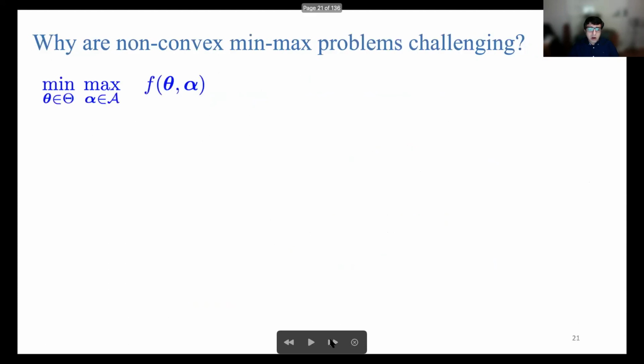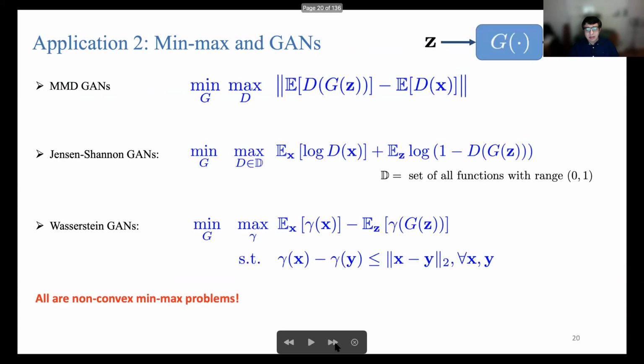So I hope so far I have convinced you that these are some applications where this problem is important to look at. Okay, I will give you more examples toward the end of the talk when we want to evaluate the performance of some of these algorithms that we will talk about.